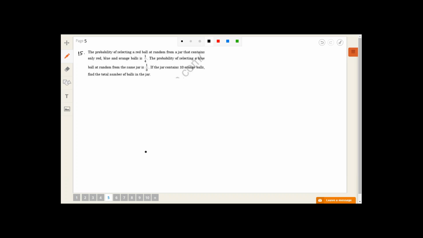Now next problem. The probability of selecting a red ball at random from a jar that contains only red, blue and orange balls is 1 by 4. The probability of selecting a blue ball at random from the same jar is 1 by 3. If the jar contains 10 orange balls, find the total number of balls in the jar.